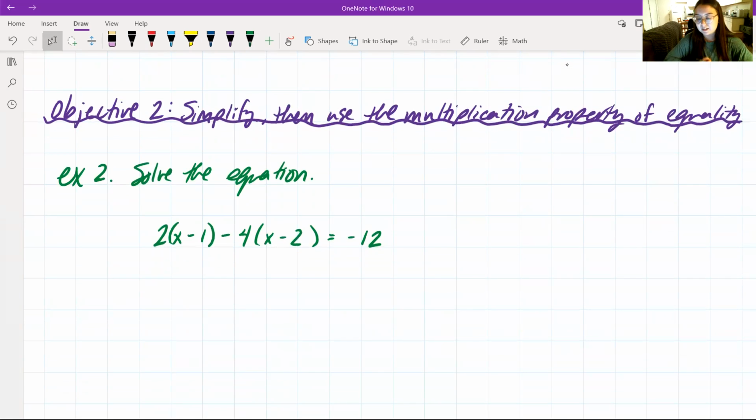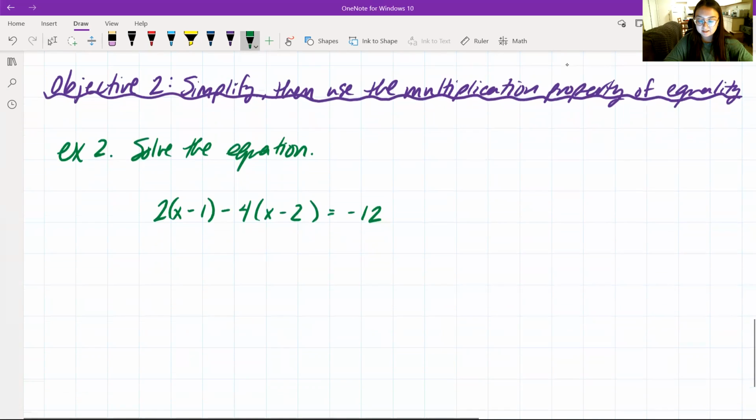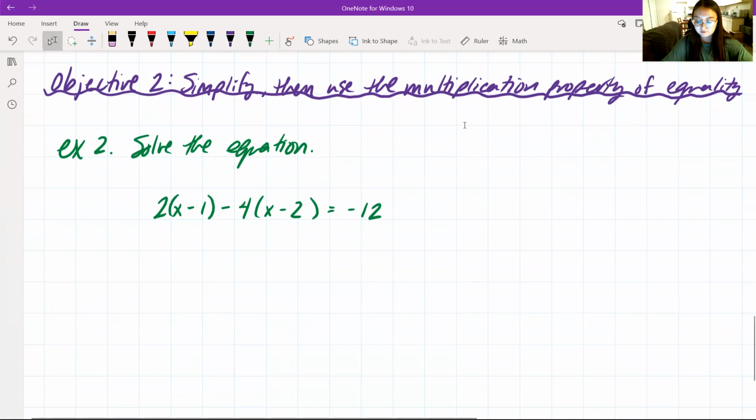So objective 2, we want to simplify and then use the multiplication property of equality. So example 2, we want to solve the equation here, and we have 2 times x minus 1 minus 4 times x minus 2 is equal to negative 12. We have a much more difficult equation here. We see we want to use our distributive property. It looks like twice, we have things in our parentheses. So we want to be simplifying this equation before we can go ahead and actually use our multiplication property.